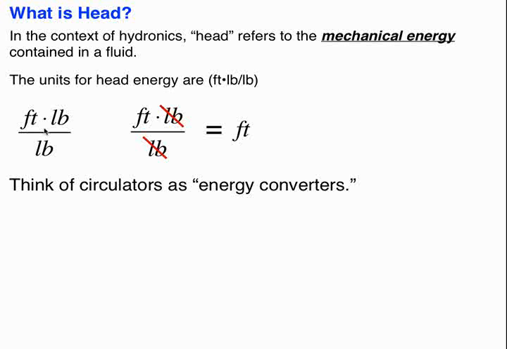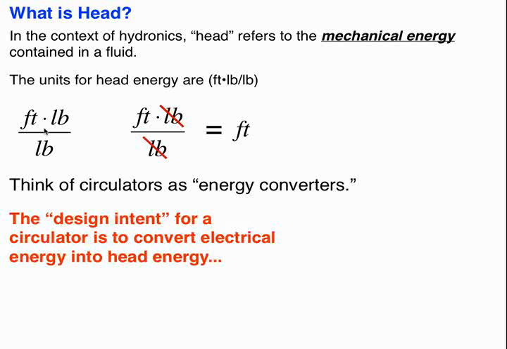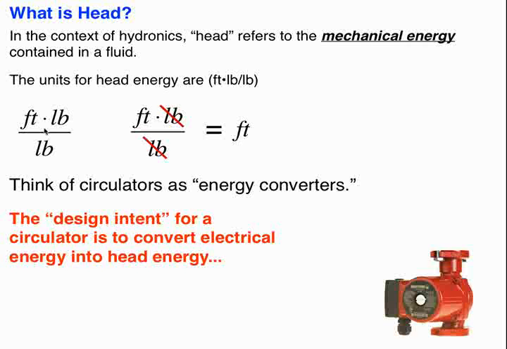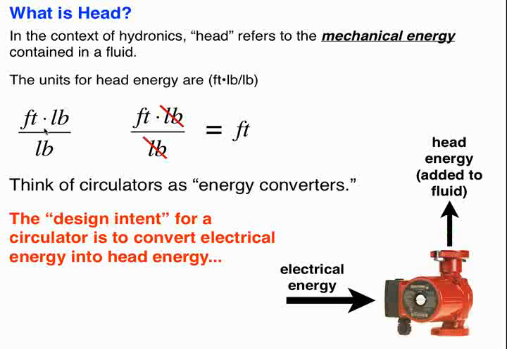Now, another useful concept is to think about circulators as energy converters. The intent of a circulator is to take electrical energy as its input and convert that to head energy. We'll look at this little circulator here. We're going to put electrical energy in to run it, and it's going to create and impart to the fluid what we call head energy. If that circulator was 100% efficient, it would convert 100% of that electrical energy into head energy, but they aren't, and we're going to look at that efficiency in more detail. One of the byproducts we get due to the inefficiency of a circulator is heat.